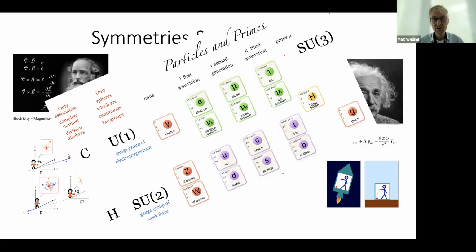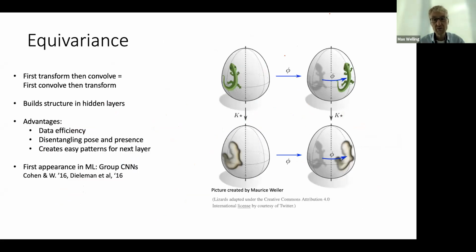Even the entire standard model is based on symmetries. It's organized around symmetry. You have the leptons and the quarks, and they're organized as representations of particular groups: the unitary group, the SU2 group, and the SU3 group. So even that organizes all of physics of the elementary particles around group theory, which is therefore a very powerful principle. Now, what is equivariance?